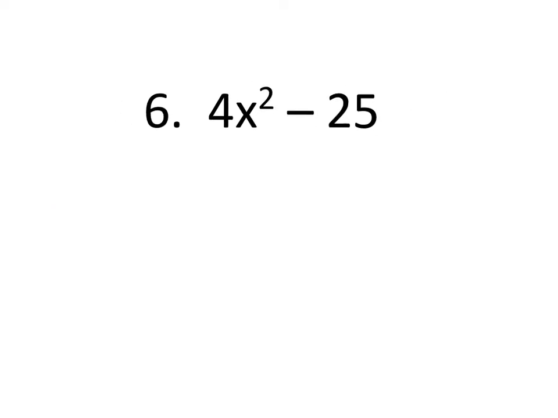Okay, same deal. The only thing different about this one is that there's a number in front of the first term. So the same rule applies. This whole thing has to be a perfect square. And it is, because 4 is 2 times 2, and x squared is x times x. So it does give us that perfect square definition of two terms, two factors that are exactly the same.